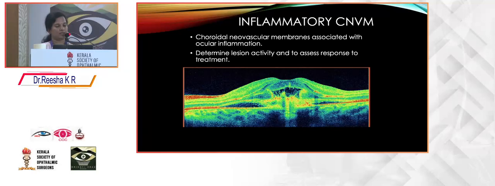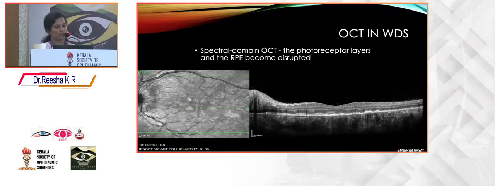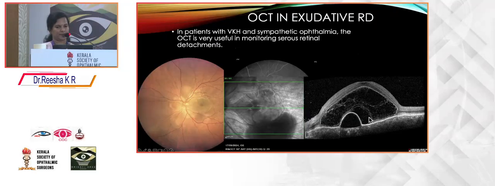Inflammatory CNVMs are better picked up by OCT or OCTA, and we can also determine the lesion activity to assess the response to treatment. In white dot syndromes, OCT shows photoreceptor layer loss and RPE disruption with focal choroidal thickening. In VKH and sympathetic ophthalmia, OCT shows fluid detachment with this characteristic septae appearance. And this patient also had a CSR along with a serous PED.